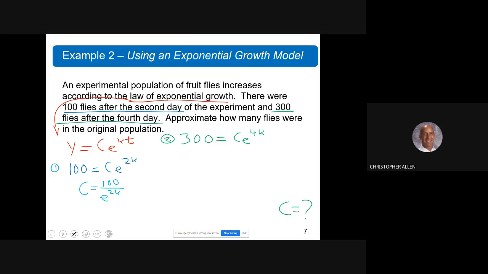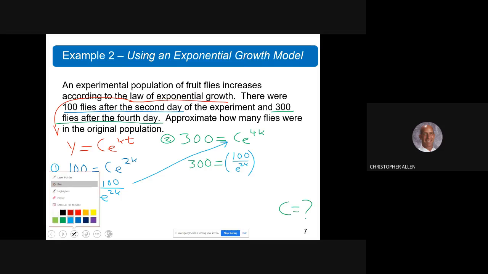Now, what I can do is I can take that and put that in for C in the second equation. So let's go ahead and do that, and I'll try to do a good job with my notes here and not make any careless mistakes. And now what I'm going to do is plug in 100 over e^(2k), and then I'm going to raise that to the 4k. Don't forget the e, Mr. Allen. There's an e in there too. So all I did is I put this C in for that C. By the way, those C's are the same C, the initial amount of flies.